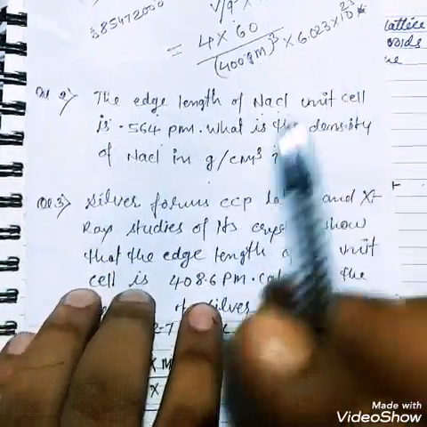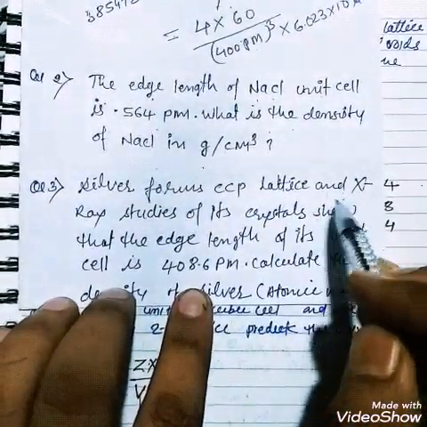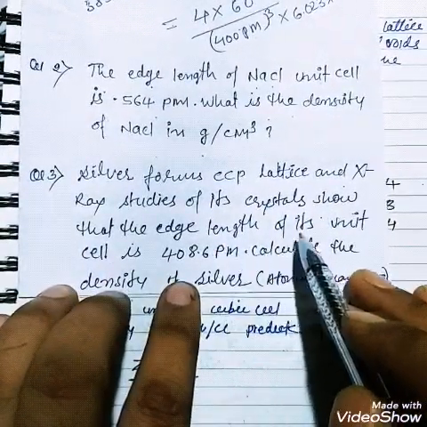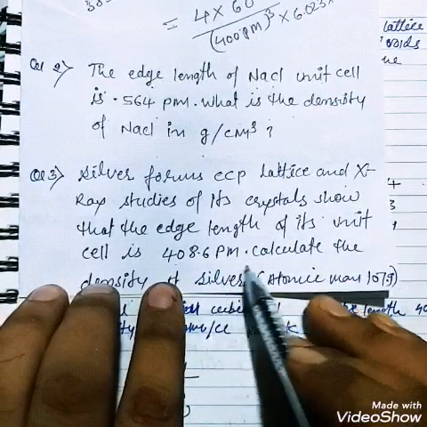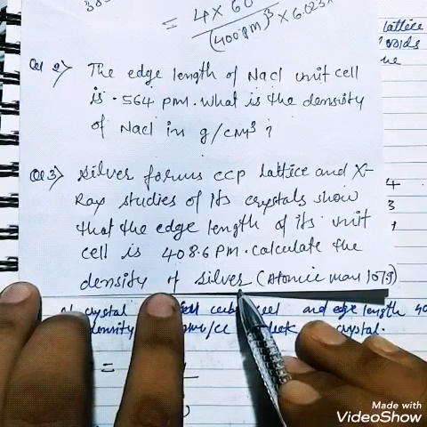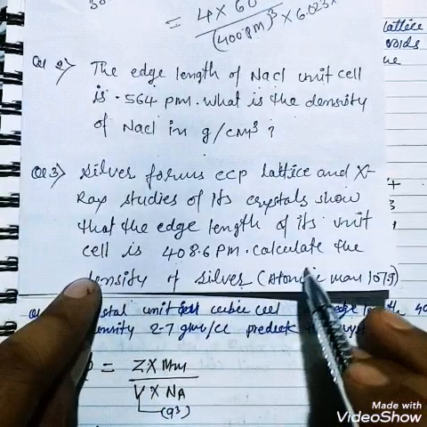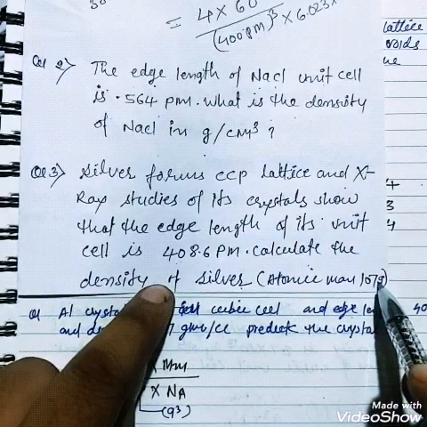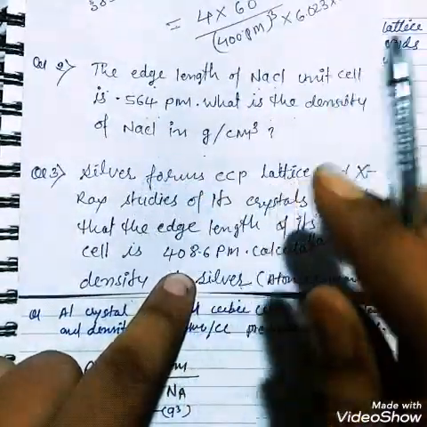Silver forms a CCP lattice and X-ray studies of its crystal show that the edge length of its unit cell is 408.6 picometer. Calculate the density of silver atoms. It is the same question. Its atomic mass is 107.9 atomic mass unit. So these two questions, question number 2 and 3, are test yourself questions. Now we move on to the next question.